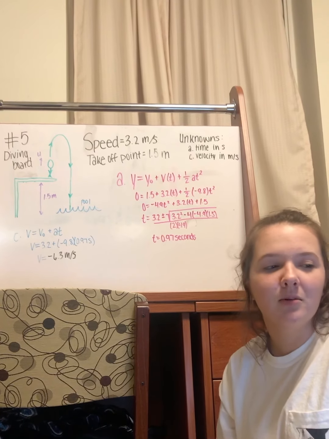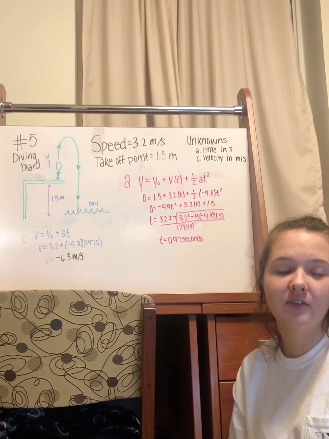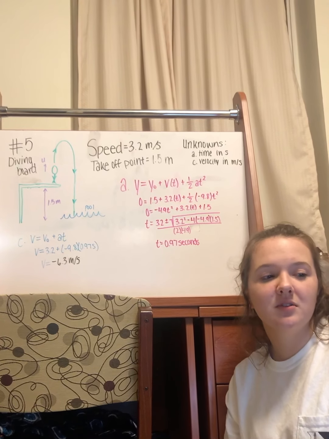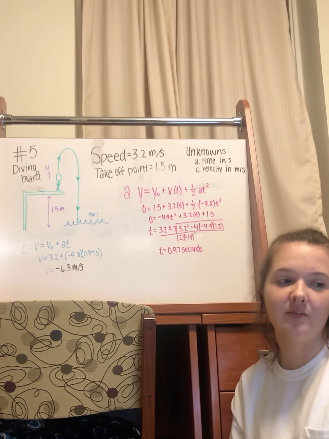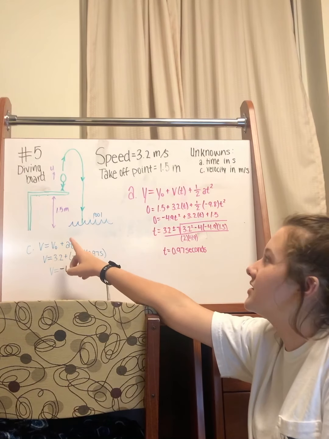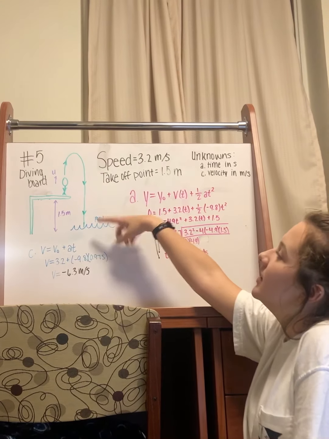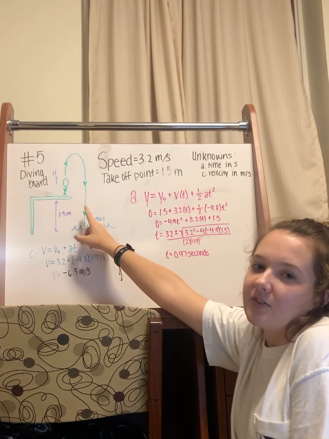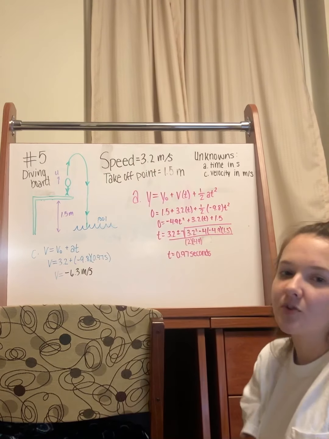So for this, our problem is a swimmer bounces almost straight up from a diving board and falls vertically feet first into a pool. She starts with a speed of 3.2 meters per second, and her takeoff point is 1.5 meters above the pool's surface. And you can see that here in the picture that I drew. So this is our person, and she's jumping straight up and into the pool, and then she's 1.5 meters off the ground, and then her speed is 3.2 meters per second.